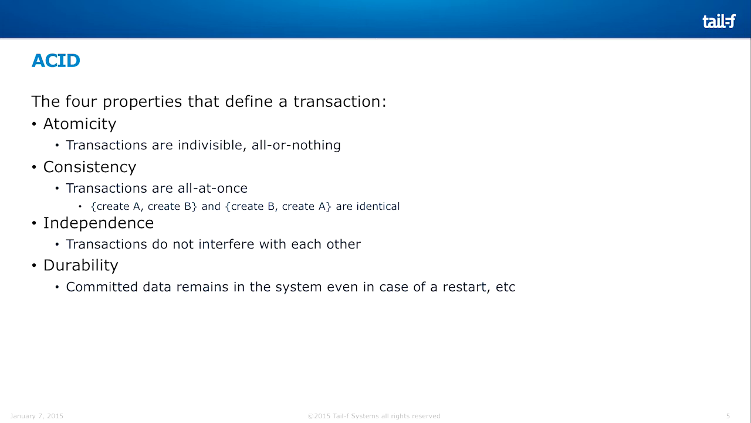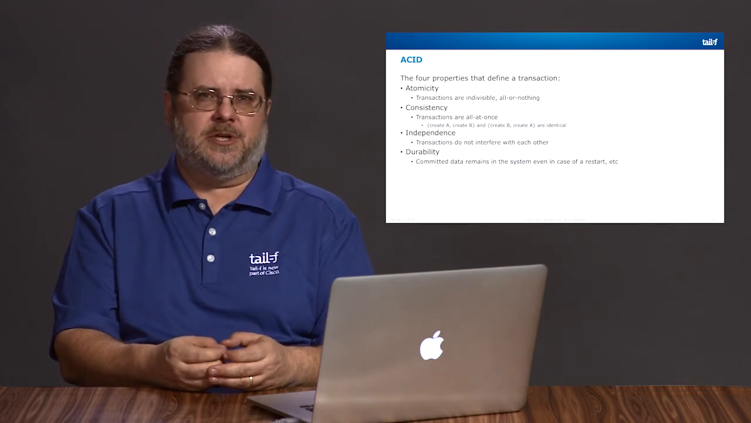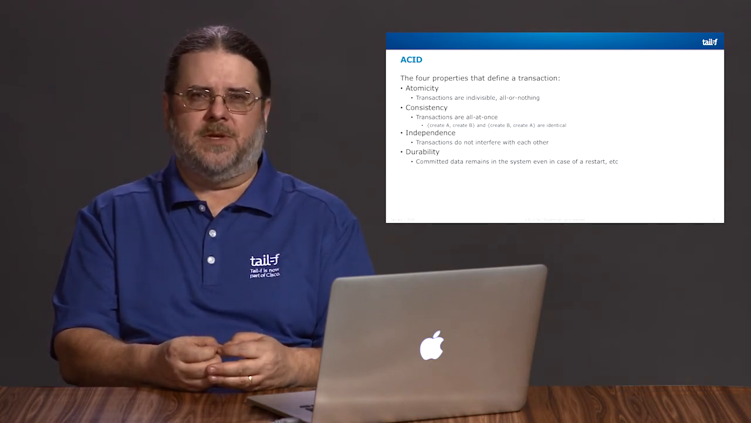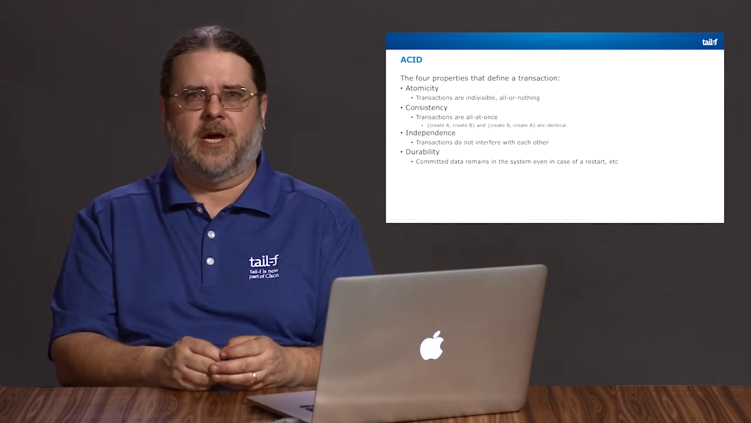The fourth property of transactions is durability, meaning they persist. You commit a transaction into the system, it succeeds, and that change is persistent. It's stored. So, the ACID properties must be met by any transactional system and are met by the CDB database and also ConfD overall in its transactional processing.